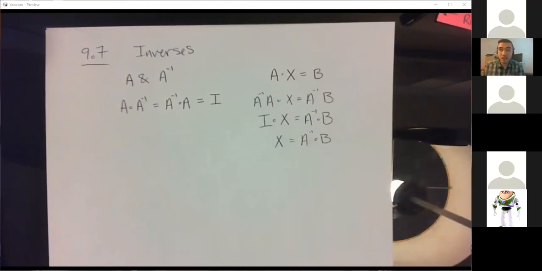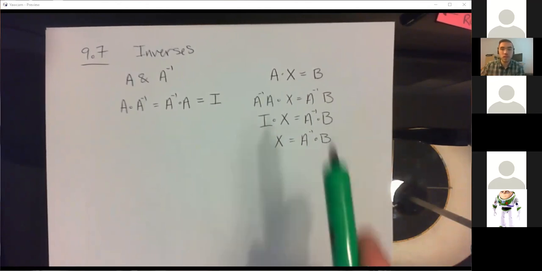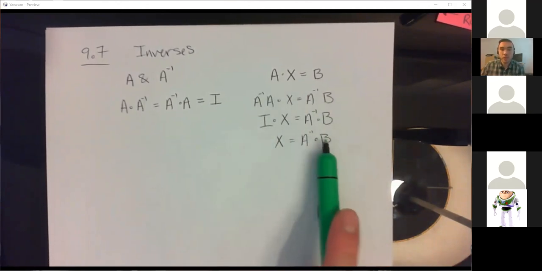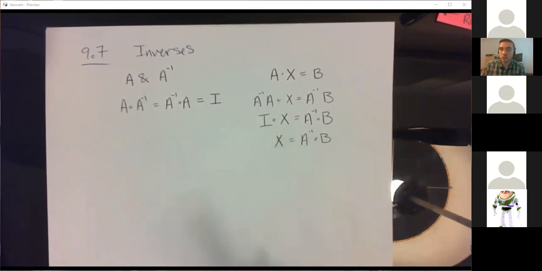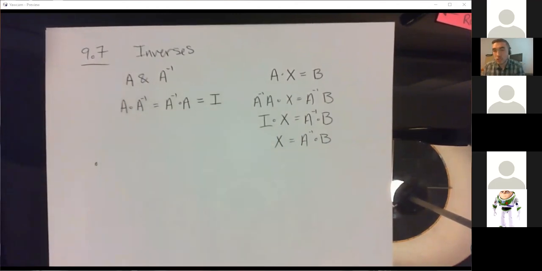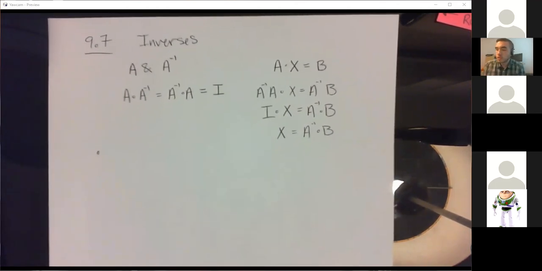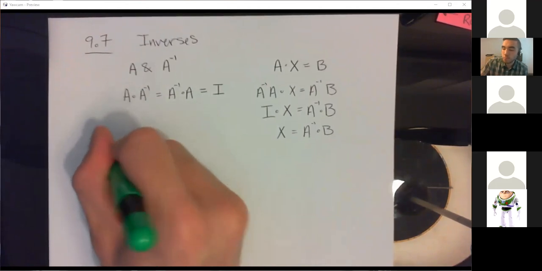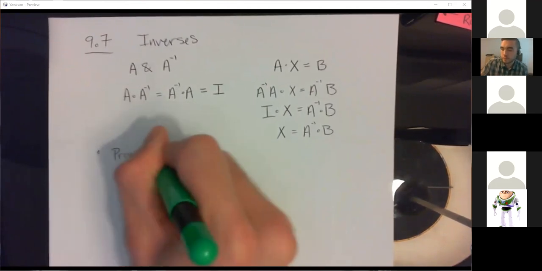Which means that if you are solving a system of linear equations and you already have the inverse matrix on hand, that inverse matrix multiplied by the constants on the other side of the equation will immediately give you the answer to that system. So here's what I'll be asking you to do under the section of inverses. I'm going to ask you to prove inverses.